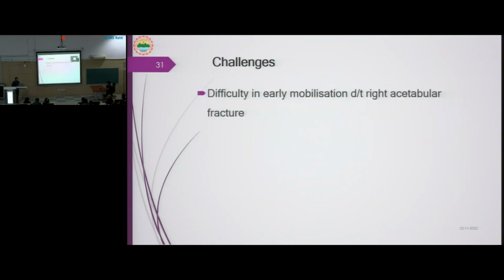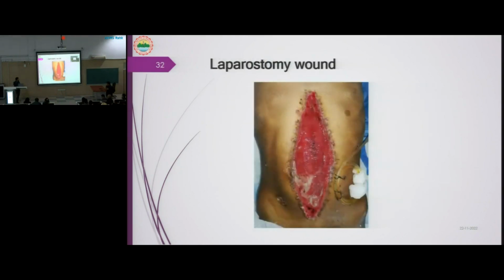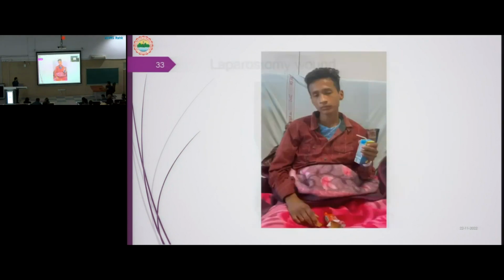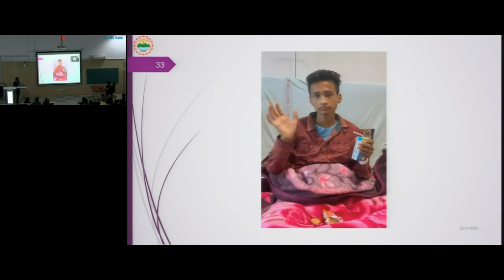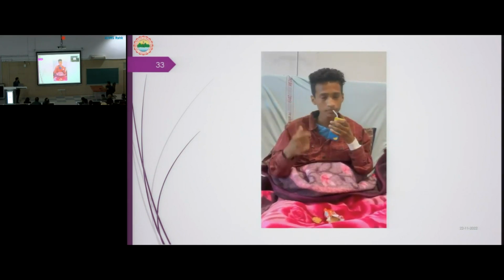The challenges in this case were that the patient had a right-sided acetabular fracture, so we had difficulty in early mobilization of this patient. This is the present status of the laparostomy wound planned for grafting, and this is the present status of the patient on full orals. Patient is fine, doing well.